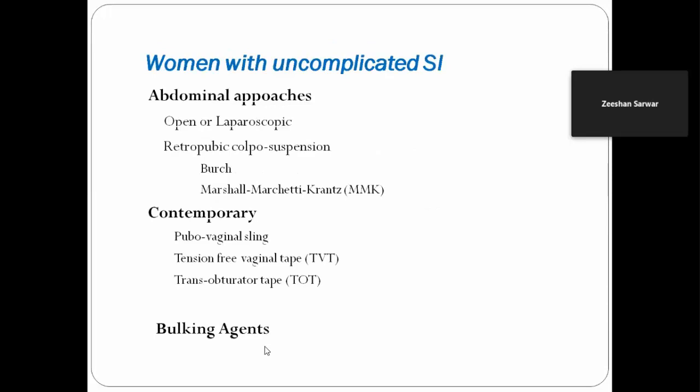In the first category, the women with uncomplicated stress incontinence, these are the surgical options available, such as abdominal approaches, which can be open and laparoscopic, and procedures such as retropubic colposuspension, and these are the two techniques, Burch and Marshall. And then the other is contemporary, which includes vaginal sling, tension-free vaginal tape, and transobturator tape. The third option is bulking agents.